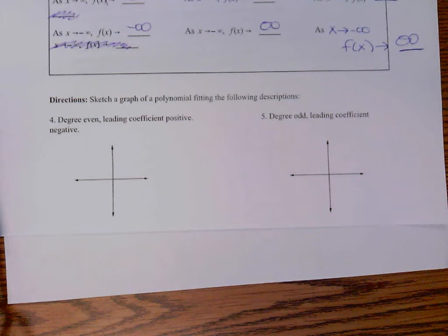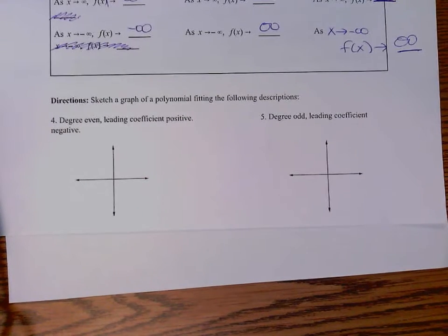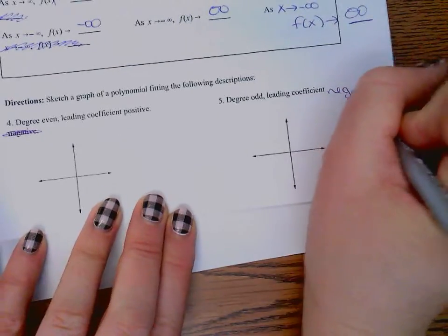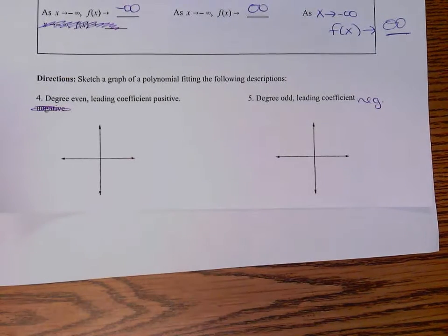At the bottom of that page, this time they give you the description and you just have to sketch a graph that would have an even degree and a leading coefficient that is positive. This negative word somehow got bumped from over here. And then number 5 is an odd degree and the leading coefficient is negative.